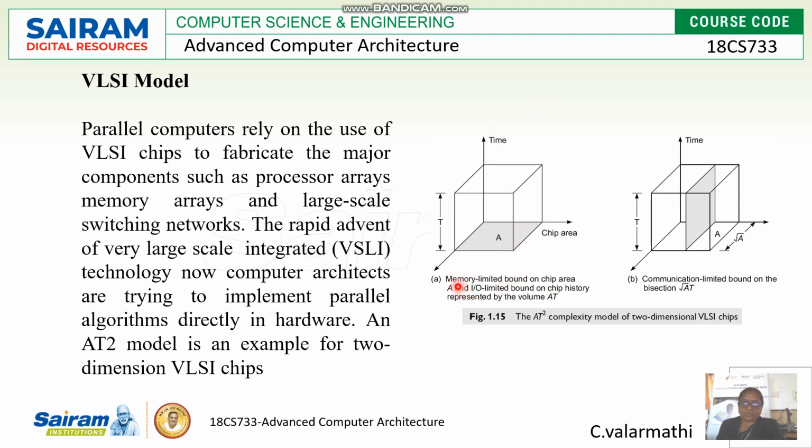The first diagram has a memory limited bound on chip area A and an IO limit bound on chip history represented by the volume AT. Here this is the time and this is the chip area. According to the values of chip area, the time is drawn, but here the communication is limited and it is a bisection of the value of AT. So that is the upgradation they have made on the VLSI model.